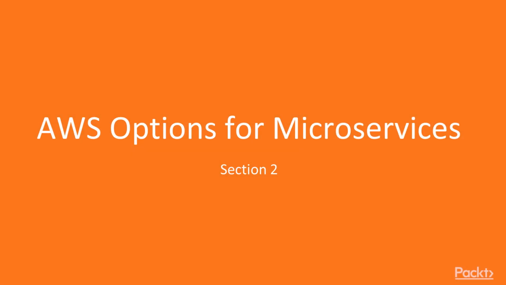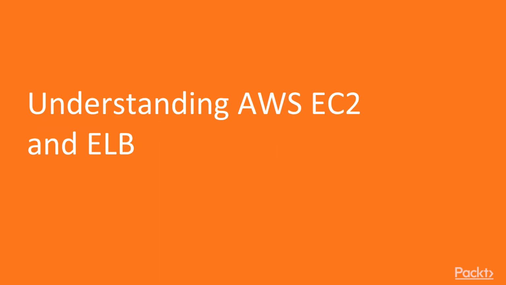Hi and welcome to this section where we are going to look at the different options that are available for microservices from AWS. So in this section we are going to look at the different services in AWS. The first of them is AWS EC2 and the Elastic Load Balancer.